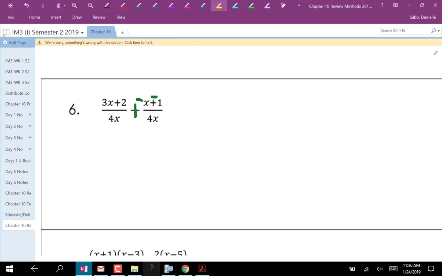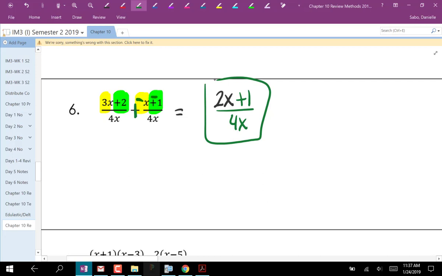Okay, so let's just go across. 3x minus x gets me how many x's? 2 x's. And then in green I have 2 minus 1, 1. And then all over 4x, and I'm done. Okay, that should be the easiest one for you. You should like that one. And that's when you have the same LCD. You didn't have to do anything. They're both the same. Okay there?